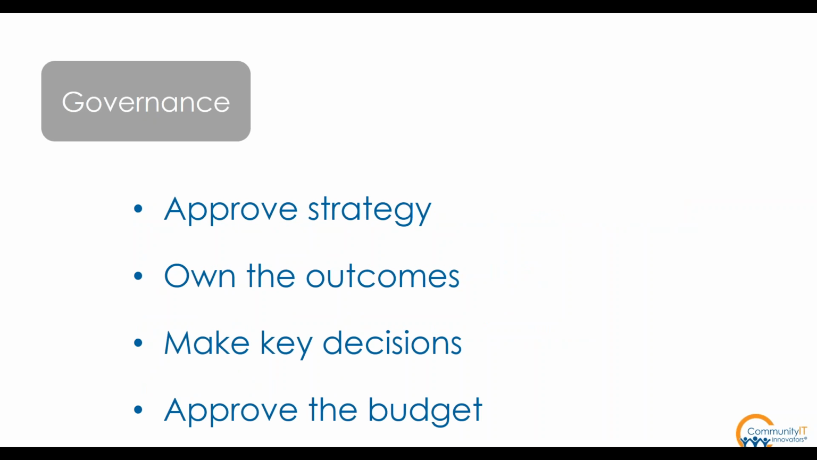So some of the ways that governance does that is through approving strategy, owning the outcomes. I think accountability and ownership are a really important part of governance. Making key decisions and approving the budget. This is just a sample list. There are other things that can go in there. But it's important that there's a body outside of the IT department that's fulfilling these objectives.